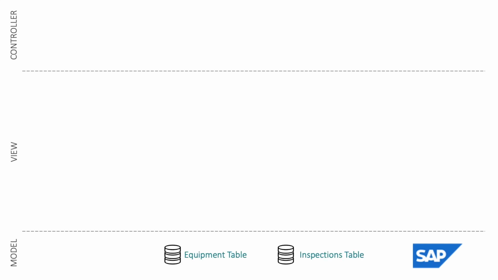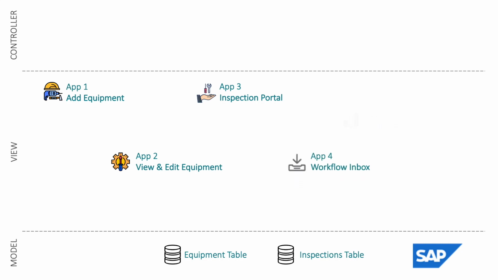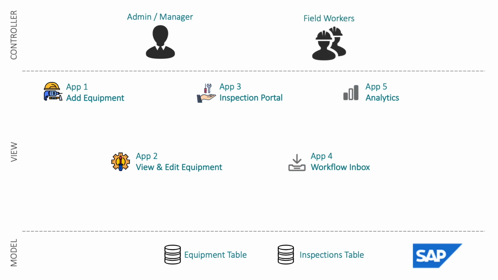So here we can have a look at the whole setup. The model will be 2 custom tables, so Z tables set up within the SAP system. And then there are 5 different applications we will develop, with the purpose of being controlled by 2 different personas. So an admin or a manager, and then a group of field workers. The first application will be to create and save new equipment to the equipment table, and this is designed for the admin or the manager to use.